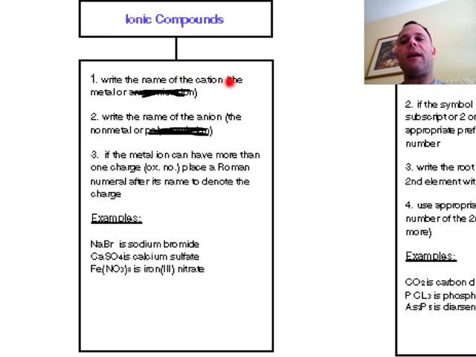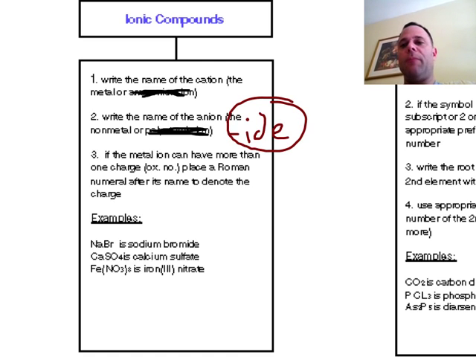Write the name of the cation, which is the metal. So you write that first. Next, you write the name of the anion, and this doesn't say it, but add this. You put the suffix -ide at the end, just as it was done for naming covalent compounds. Next, if the metal ion can have more than one charge, place a Roman numeral after its name to denote the charge. This is extremely important. Now here are some examples. Only the first one really applies to us at this moment.